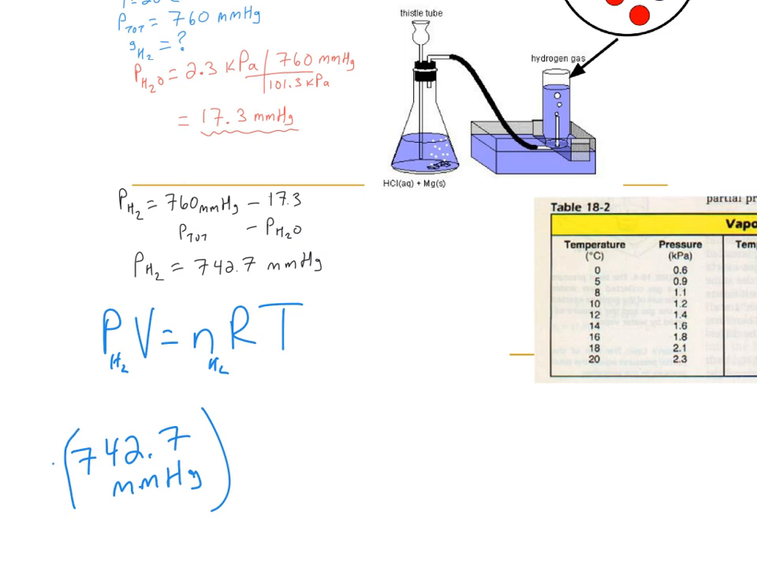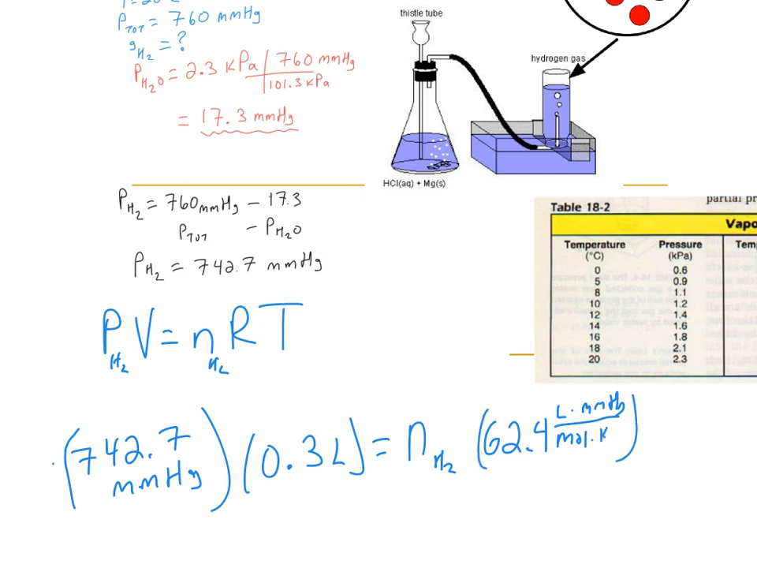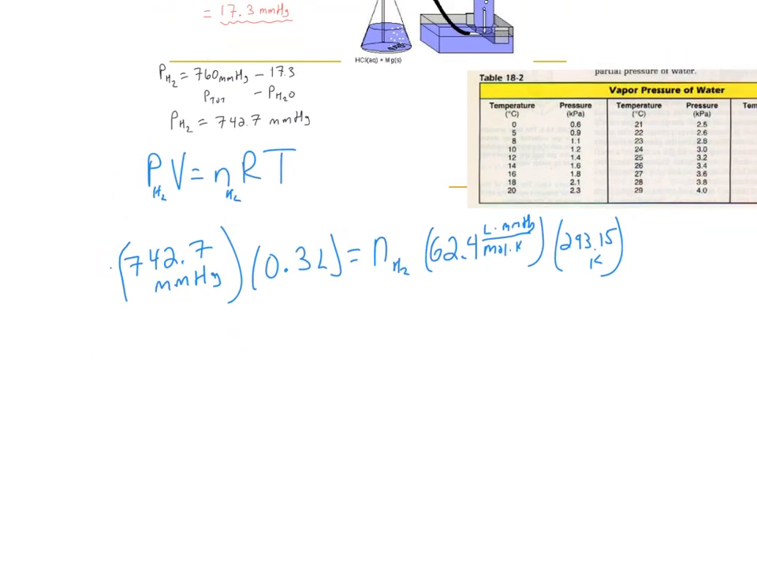I'm going to multiply that by the volume. I'm going to do a quick conversion to liters. 300 milliliters is 0.3 liters. I'm going to solve for n here, the moles of hydrogen. The R value I'm going to use is 62.4 liter millimeters of mercury per mole Kelvin, because my partial pressure of hydrogen is in millimeters of mercury. So I'm going to pick the appropriate units, and I'm going to use my Kelvin temperature here for the ideal gas law, 293.15, and I can solve for the moles of hydrogen that are above in that flask.